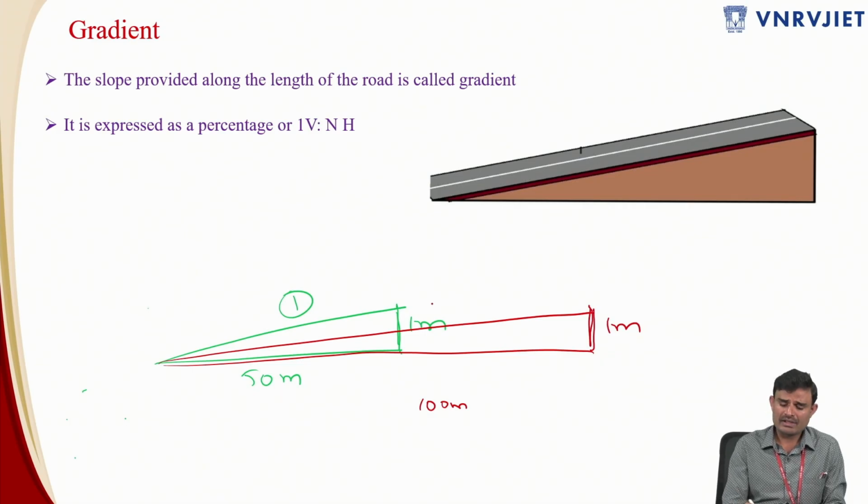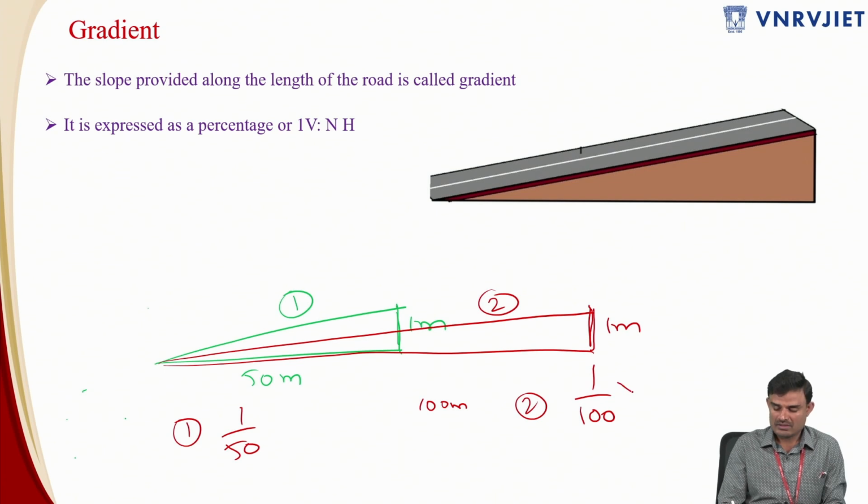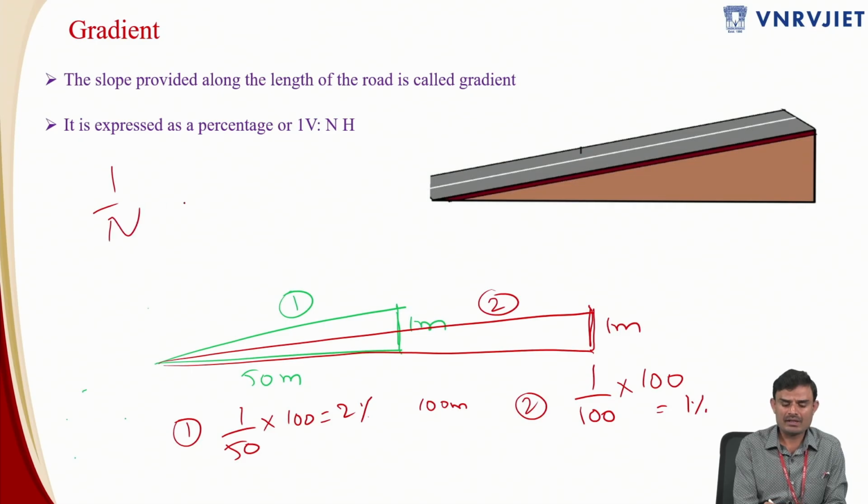So this is one kind of gradient, this is another kind of gradient. By seeing it itself, you can tell that gradient 1 is a steeper gradient and gradient 2 is a milder gradient. So this is 1 in 50. This is gradient 1, which is 1 in 50, and gradient 2, which is nothing but 1 in 100. Or else, if you have a confusion, you convert that into percentage. 1 by 100 into 100 is nothing but 1%, whereas 1 by 50 into 100 is nothing but 2%. Either you can express this as 1 in n or as small n percentage. Small n is nothing but 1% or 2%.